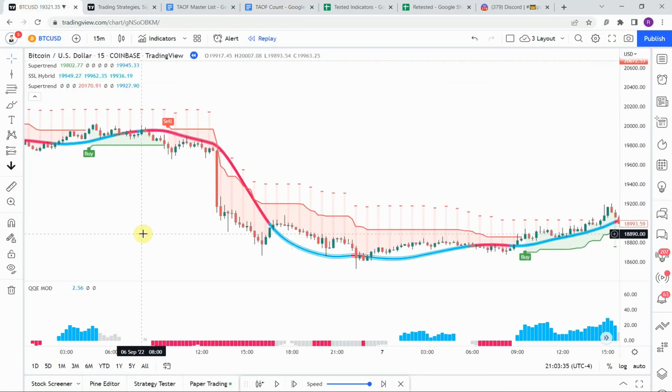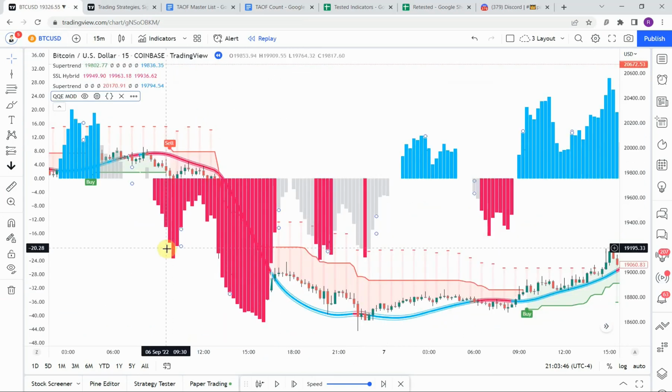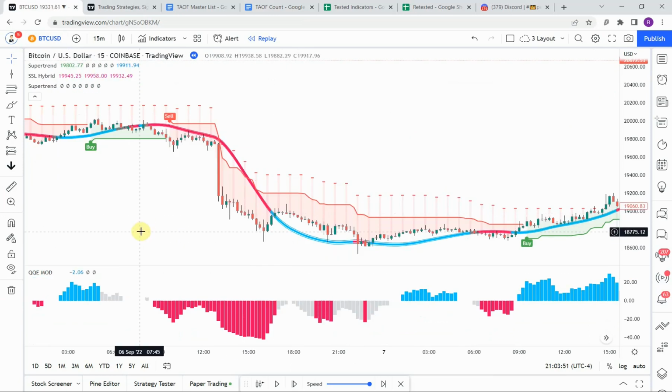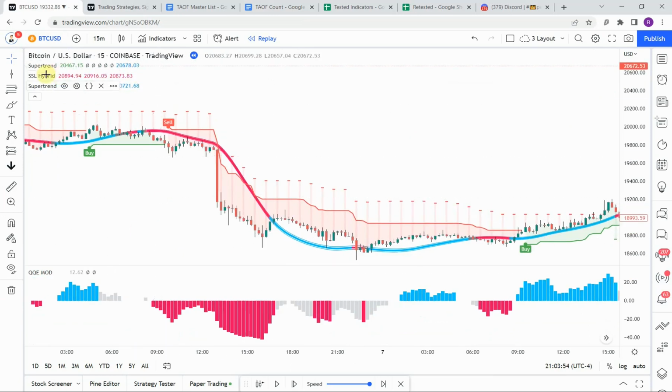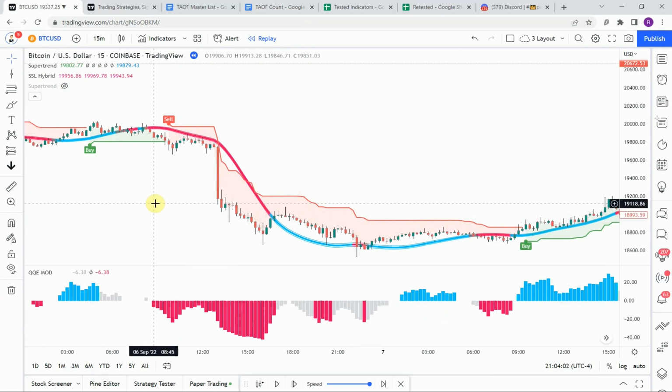Okay, so today we are revisiting an SSL hybrid trading strategy. In the last strategy testing video that we did, we had the strategy set up where we had the Super Trend, we had the SSL hybrid, and we had the QQE mod indicator. And in that video, we were testing it on gold instead of crypto or Forex, on a 1 hour time frame.